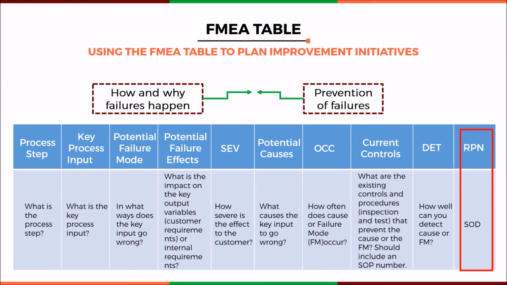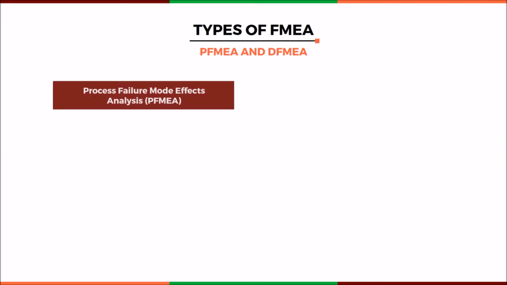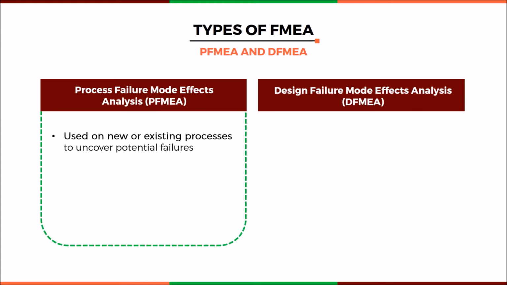Next, let's take a look at the different types of FMEA. The two different types of FMEA are PFMEA and DFMEA. PFMEA stands for Process Failure Modes Effects Analysis, and DFMEA stands for Design Failure Modes Effects Analysis. Let's see how they are different. PFMEA. PFMEA is used on new or existing processes to uncover potential failures.